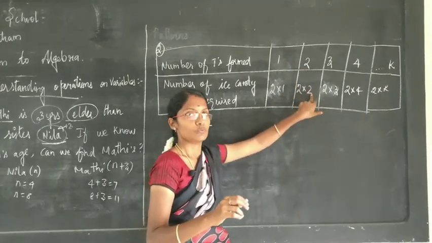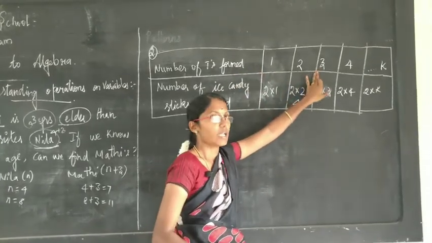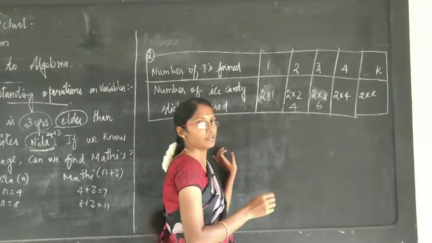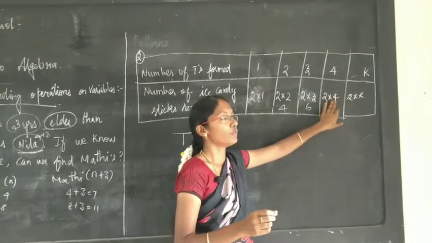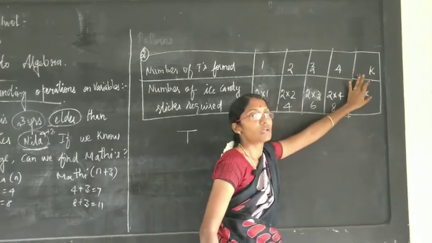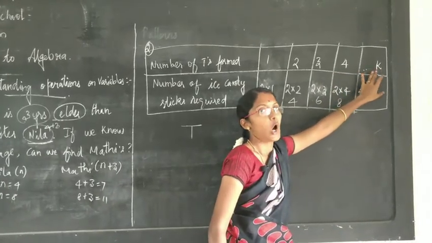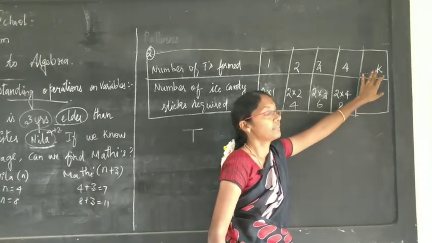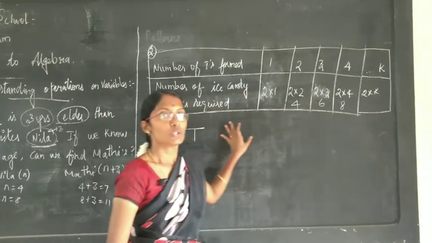2 into 2, so you need 4 sticks. To frame 3T, 2 into 3, 6 sticks. To frame 4T, 2 into 4, 8 sticks. Now consider an unknown number, like K or N. To frame KT, how many sticks do you need? 2 into K. So this is one situation.